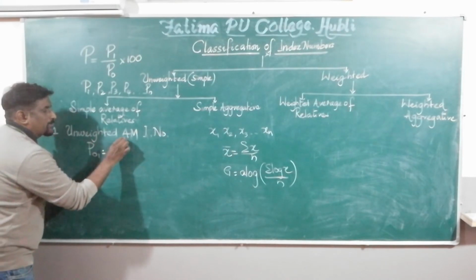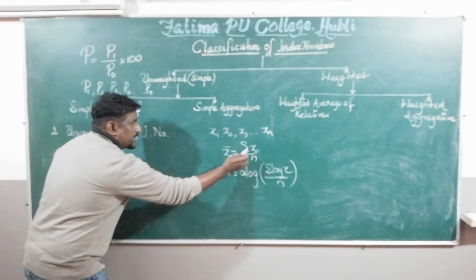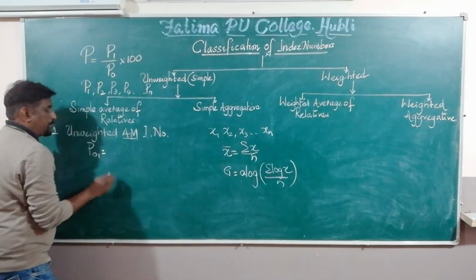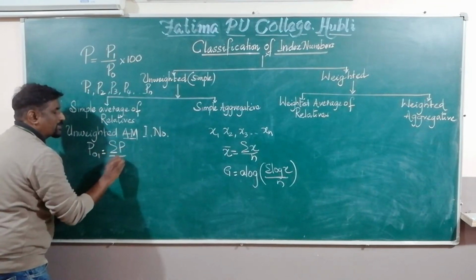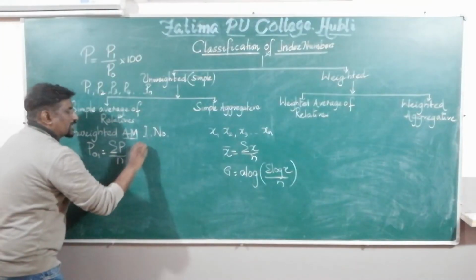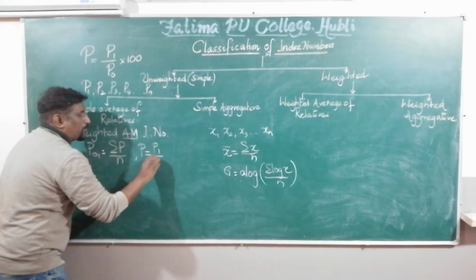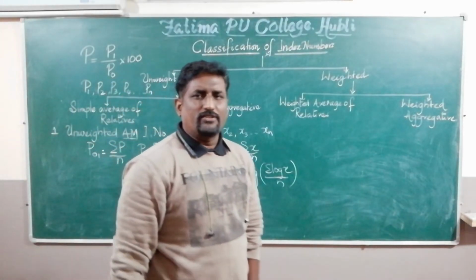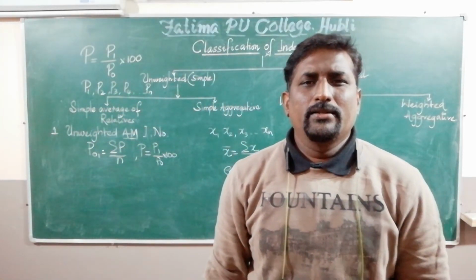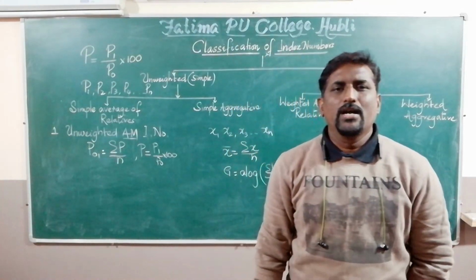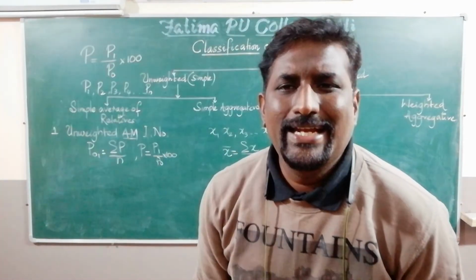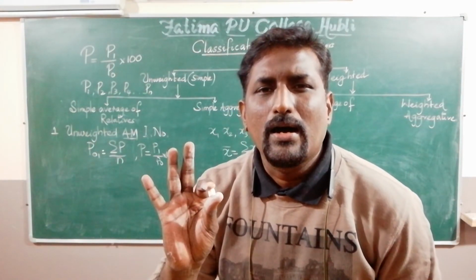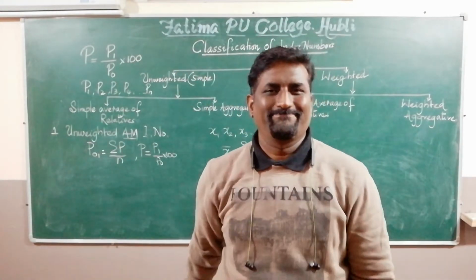When they said arithmetic mean, how do you calculate arithmetic mean? It is sum of all x upon n, but instead of x, what we have here? It is P. So it is sum of all P divided by n. What is P? How do you calculate P? P is equal to P1 upon P0 into 100. Simple. Is it right? This is the first formula that we have in index number, which is called unweighted arithmetic mean index number. It is also called simple arithmetic mean index number.